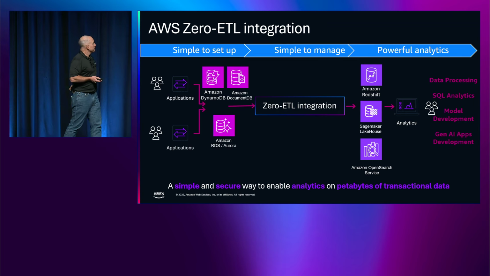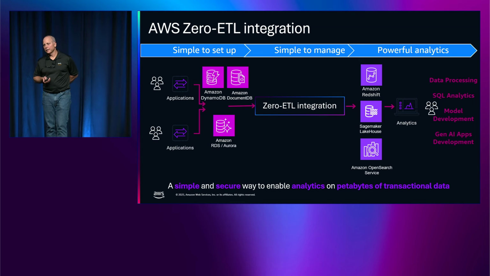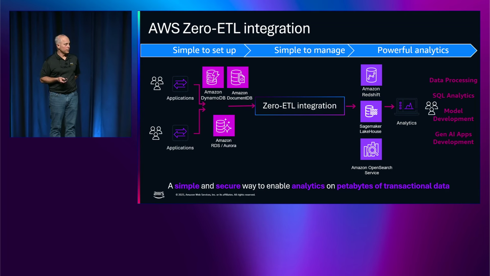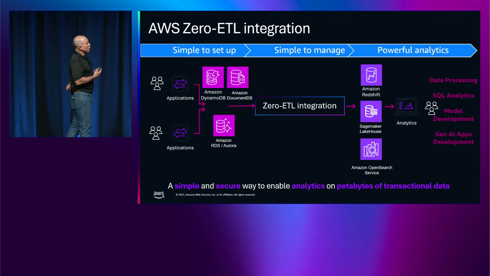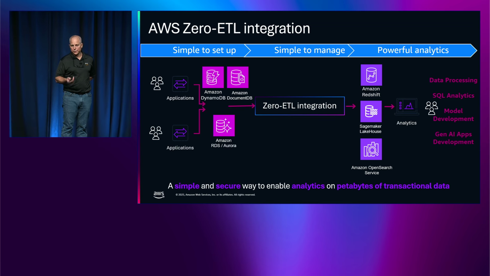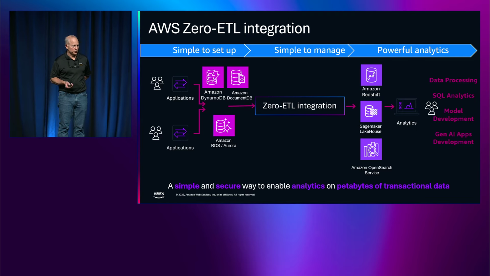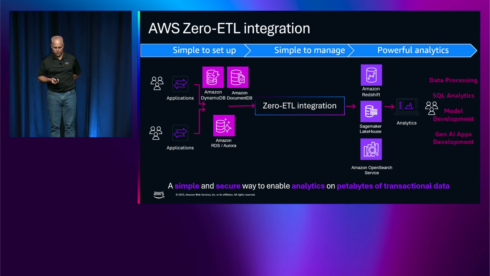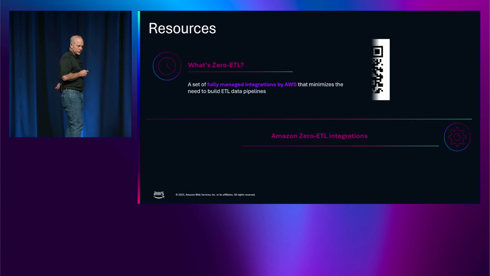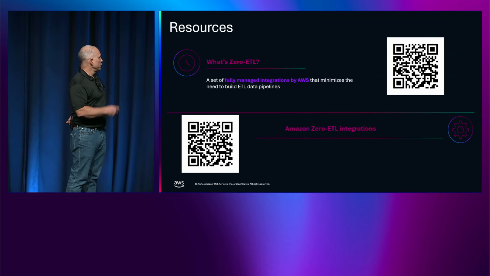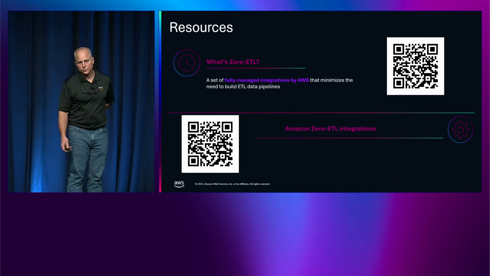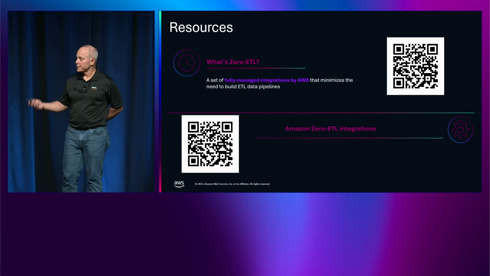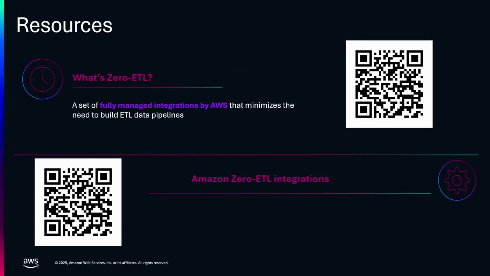So in summary, AWS zero-ETL integrations, again, we're trying to make it simple and easy for you to manage, to get that transactional data over to your analytical systems to enable all those cool Gen AI and analytical capabilities that we've talked about. So that's pretty much our presentation. Other resources to consider, just some URLs here, the documentation, and if you've got any other questions, I'll be glad to sit up here in front and answer those.